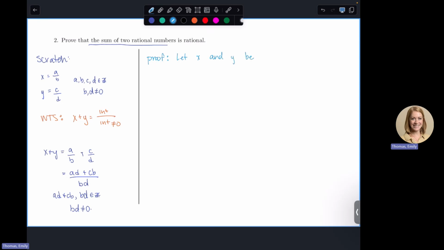So to do the proof, we're going to let X and Y be rational numbers or M and N, whatever you have chosen. And then you're going to say by definition, X is equal to A over B, and Y is C over D for some integers A, B, C, and D with B, D not equal to 0. Not B times D, but B comma D.